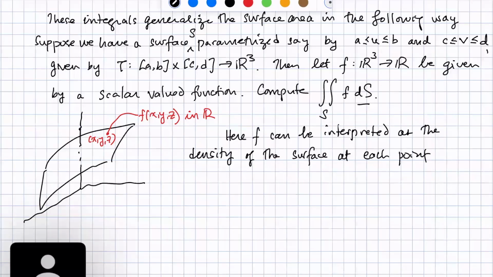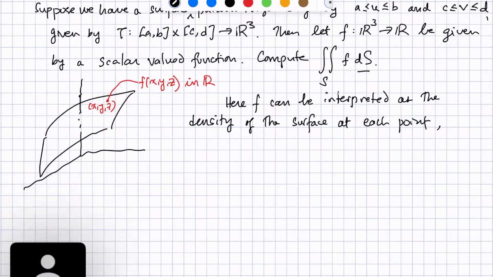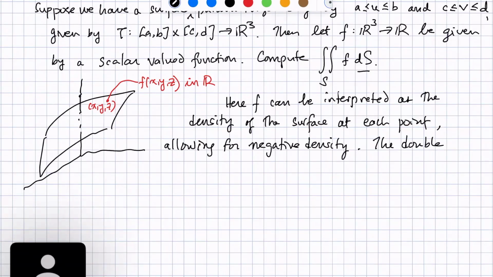And this interpretation has to allow for negative density as well. This is just an interpretation. So it's possible that all the density cancels out and you get 0 at the end. The double integral given by this object right here adds up all of the contributions of the mass and eventually gives you the mass of the entire object.